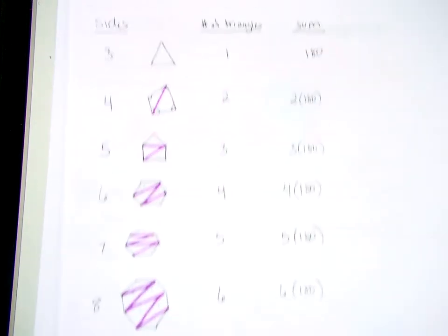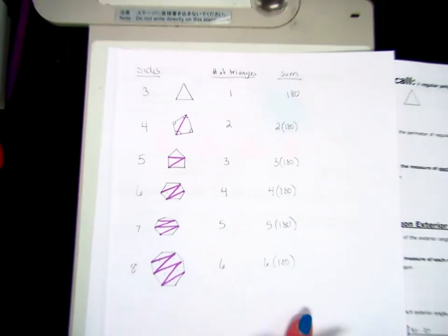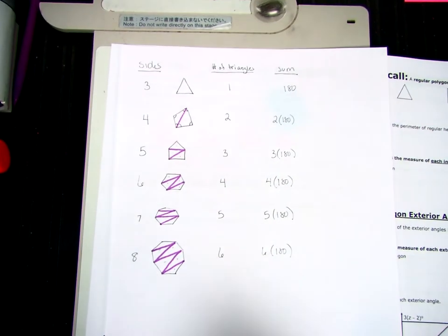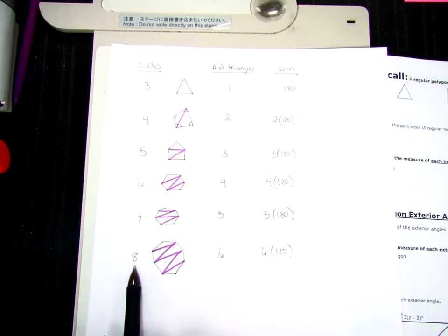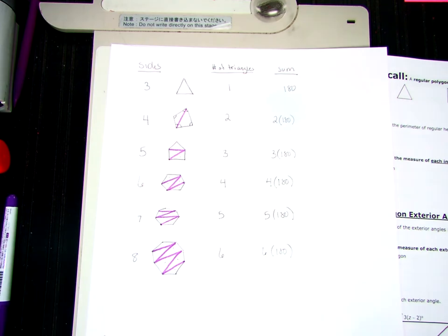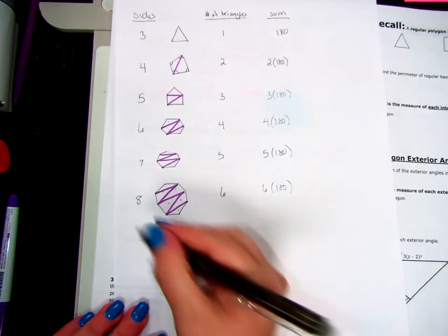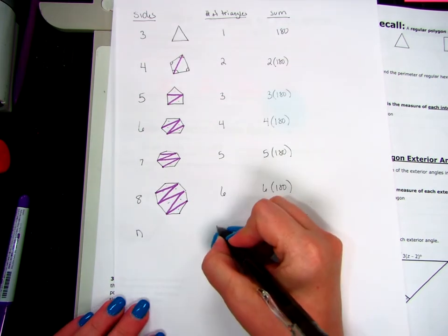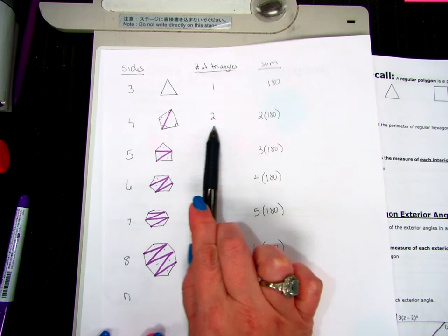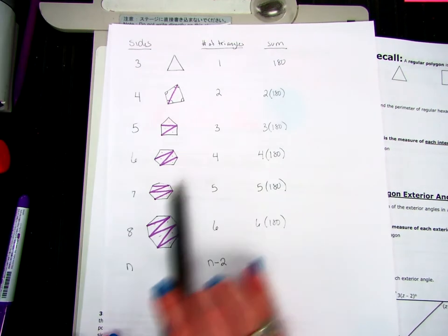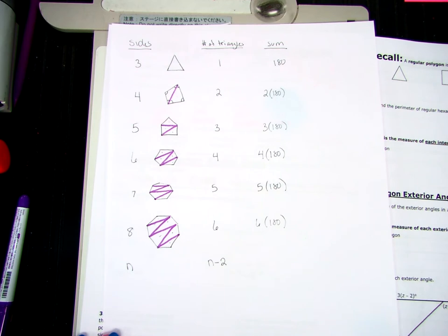Look at the relationship between the number of triangles and the number of sides. What's the relationship? 3, 1; 4, 2; 5, 3; 6, 4; 7, 5; 8, 6. What am I doing each time? Decreasing by 2. So whatever my sides are, let's say it's n, my number of triangles is n minus 2, right? Because 3 minus 2 is 1, 4 minus 2 is 2, 5 minus 2 is 3, 6 minus 2 is 4, 7 minus 2 is 5, 8 minus 2 is 6.